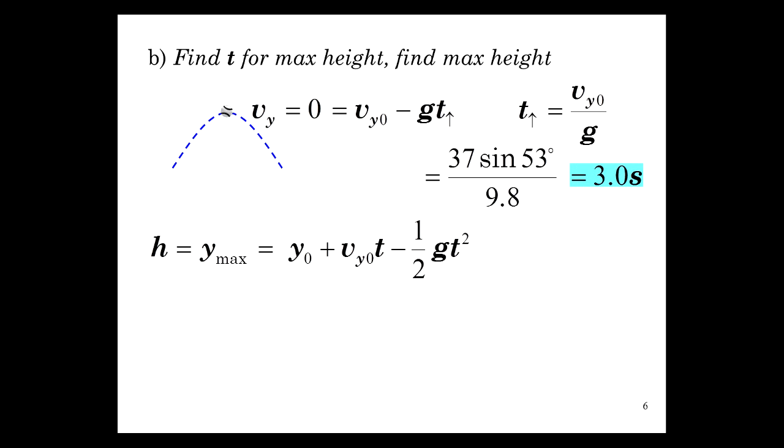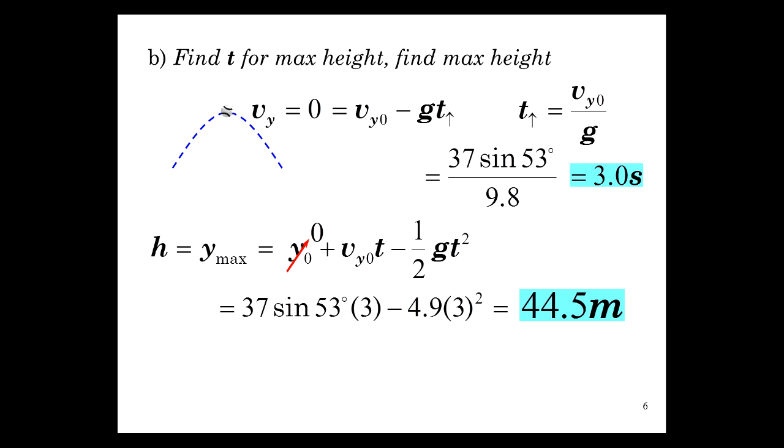Now the height that it gets to is the maximum value of y. But the formula for y is this, y0 plus Vy0 t minus 1/2 gt squared, y0 is 0. So now that we know the time, we can just plug it in. 37 sine of 53 times 3 minus 4.9 times 3 squared, 44.5 meters. Look how easy this is.